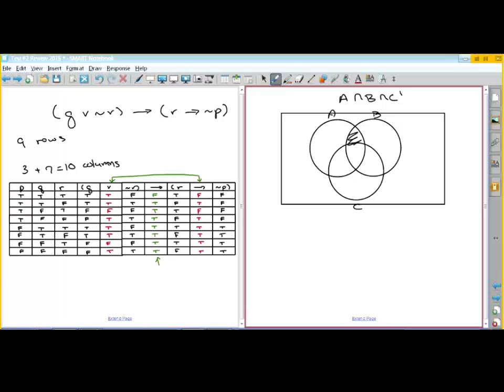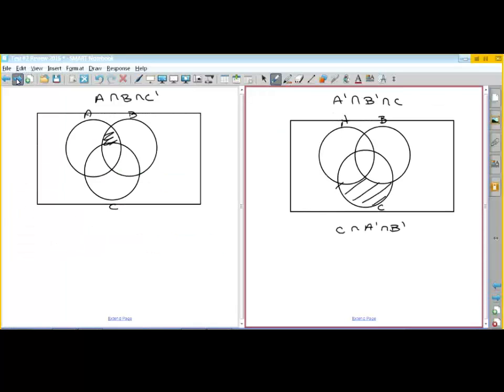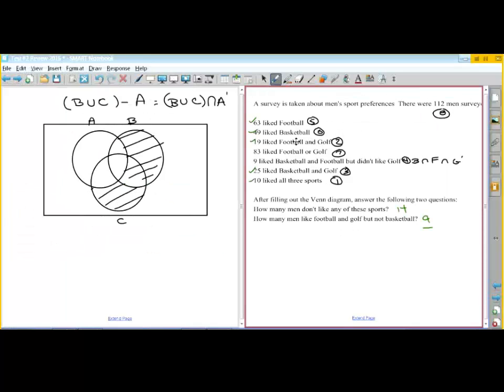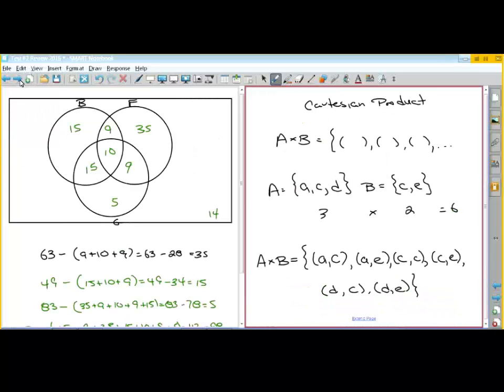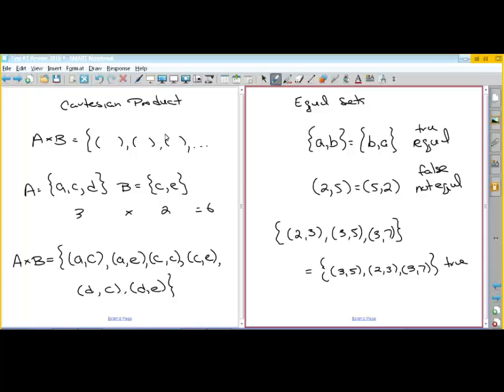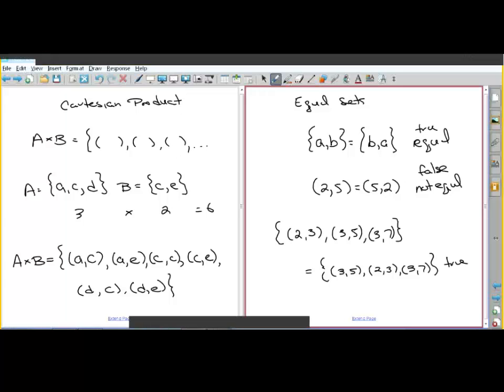Again, it's really just like the previous one, except you're just coloring in the area represented by these set operations, intersections. Doing a survey question. Taking the survey information, filling out the Venn diagram, and then answering some additional questions. And then just some simple, loose things that we talked about. Okay, so that's it.